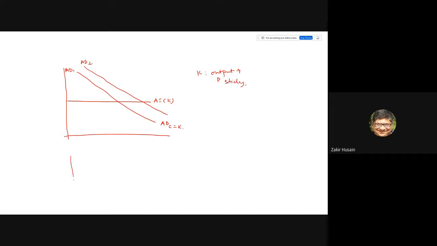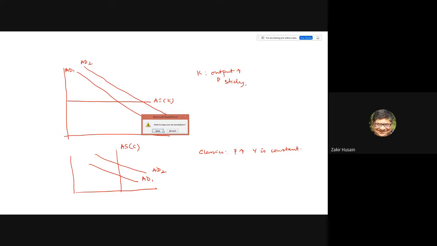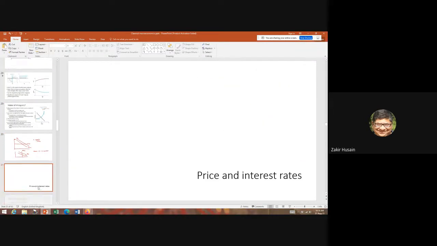But if you look at the classical case, what happens? I'll come to this. Actually, I'm going to explain this subsequently. In the classical case, you can see that price increases, output is constant. So demand doesn't have any effect on output. Okay, so it's a matter of timing.